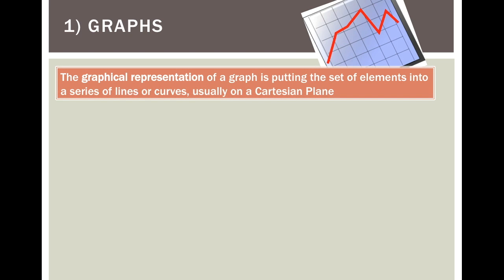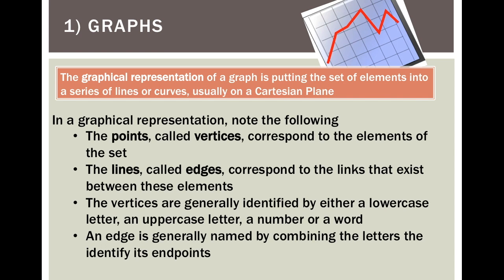The graphical representation of a graph is putting the set of elements into a series of lines or curves, usually on a Cartesian plane. Usually on the Cartesian plane we graph things. That's how you've seen it. In a graphical representation, though, note the following. The points, called vertices, correspond to the elements of the set. So you should know this because in a function, a point xy corresponds to the elements of the set xy.